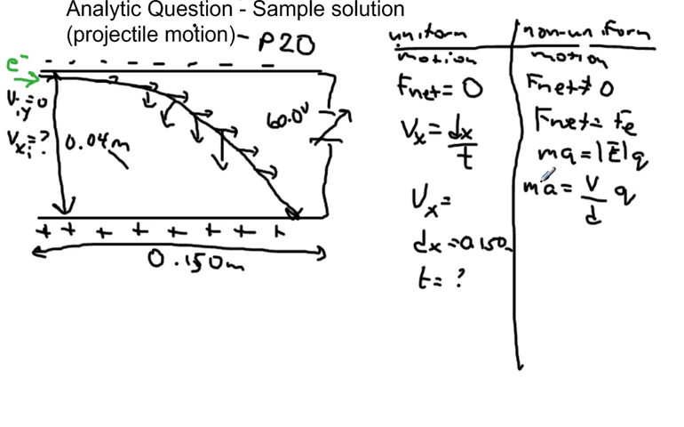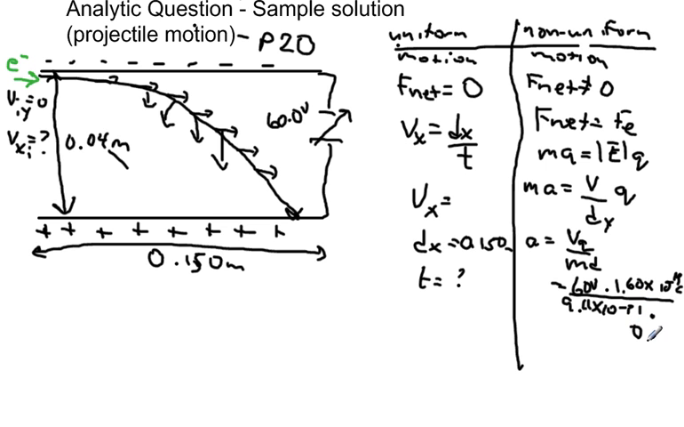We know the mass of the electron, the voltage, the distance in the y direction, and the charge of an electron. So we can solve for acceleration, which is VQ divided by MD. Throwing those numbers in, we get 60 volts. The charge is the elementary charge found on your formula sheet, 1.60 times 10 to the negative 19 coulombs, divided by 9.11 times 10 to the negative 31, times the distance, which is 0.04. So we get an acceleration of 2.63 times 10 to the 14 meters per second squared in the vertical direction.